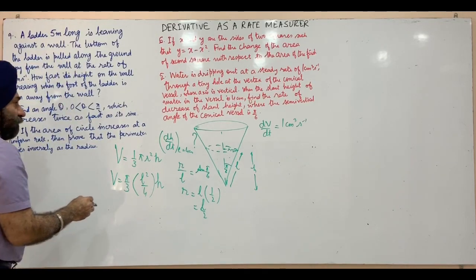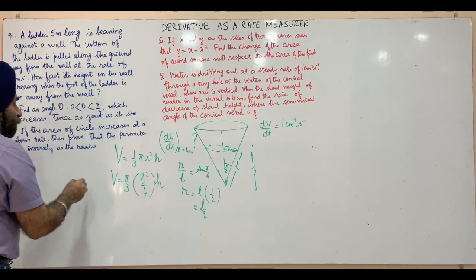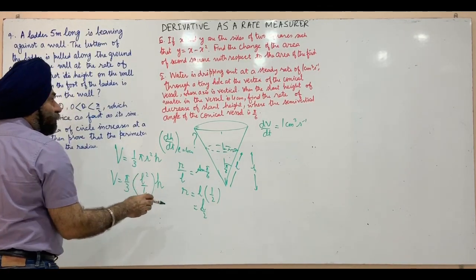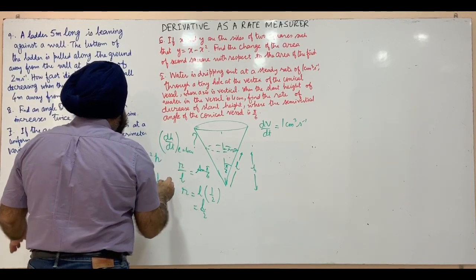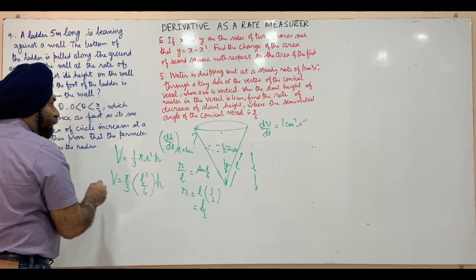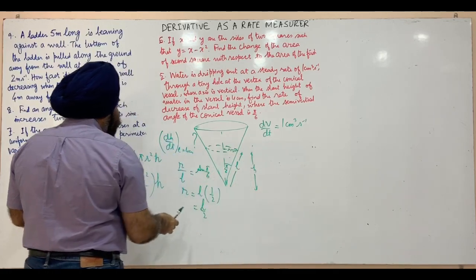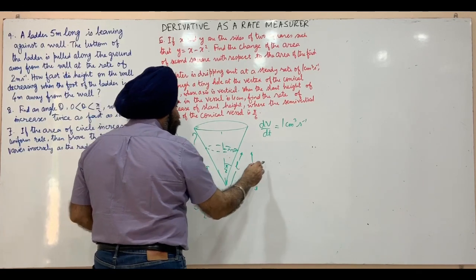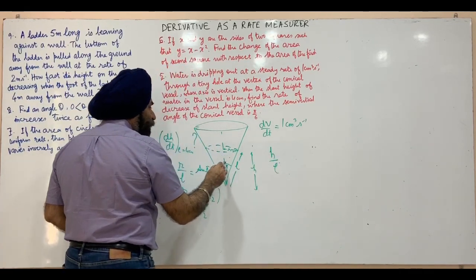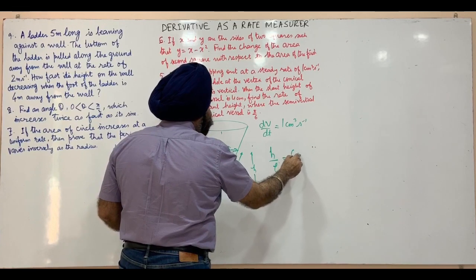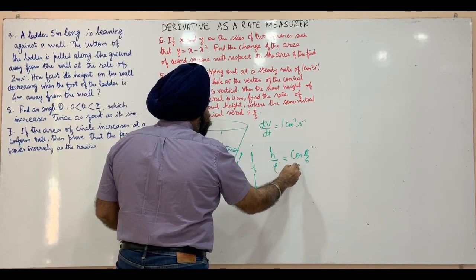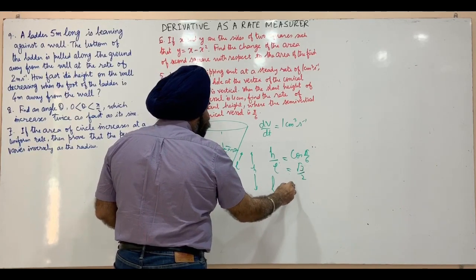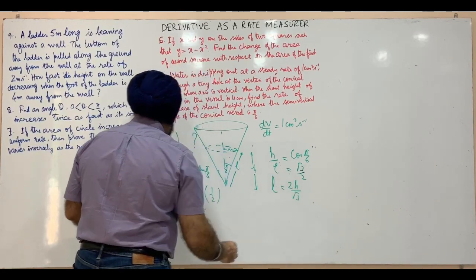The semi-vertical angle of the conical vessel is pi by 6. So this is volume. This is a function of L and h. We have to find out dh by dt. Given that dV by dt is this. So what is h upon L? From this triangle, h upon L is cos of pi by 6, that's root 3 by 2, or L is 2 into h upon root 3.